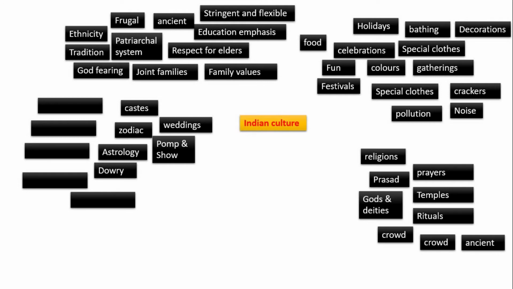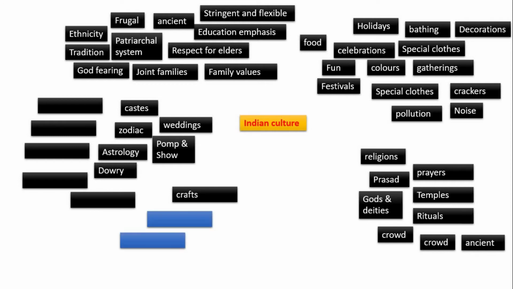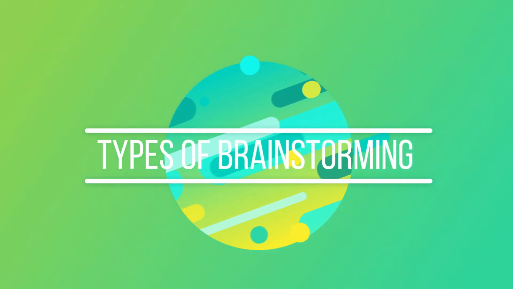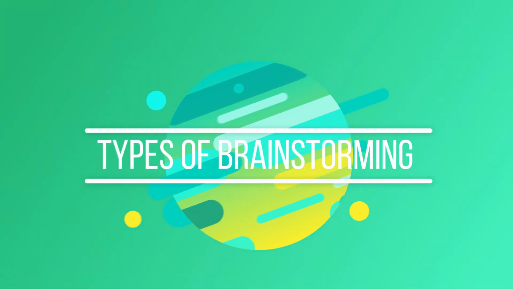Then let's look at craft, which is another very strong part of Indian culture. And then all the keywords and ideas that are coming to you, just put them on the sheet of paper. So if you look at your brainstorming page now, you have so many ideas to start your blog. So that was one way of doing brainstorming, where you create a bubble map.